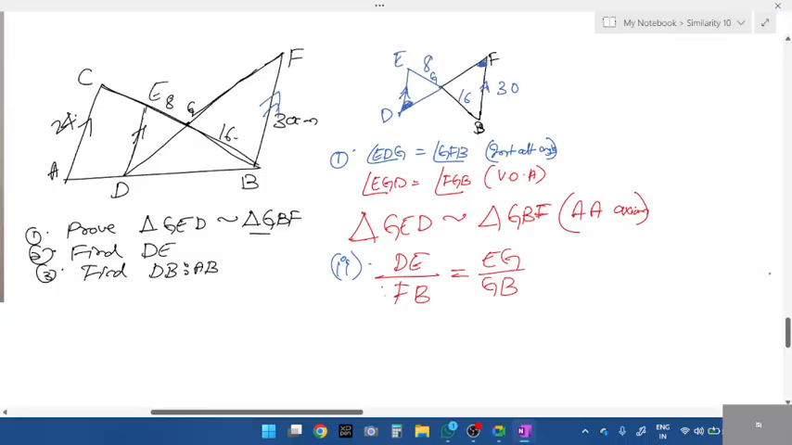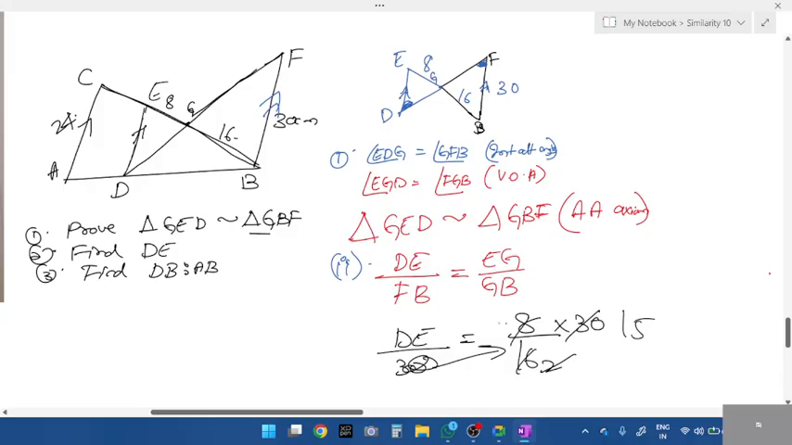What's the answer we got? DE is how much? D is not given. FB is 30. EG is 8 divided by 60. If you want to find D, shift this 30 to the other side. What do you get? 8 ones are 8, twos are 2, ones are 2, 15. 15 centimeters. All of you understood?